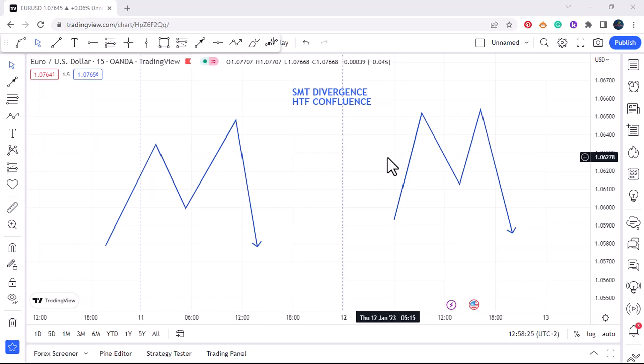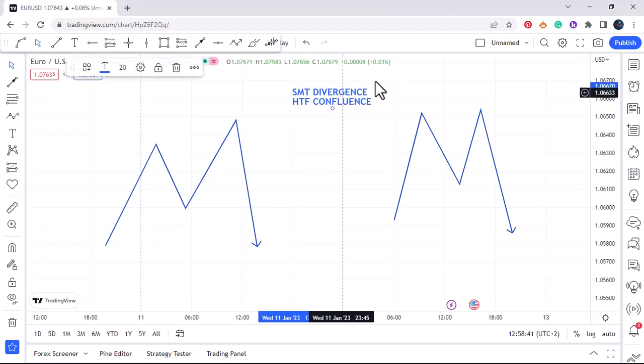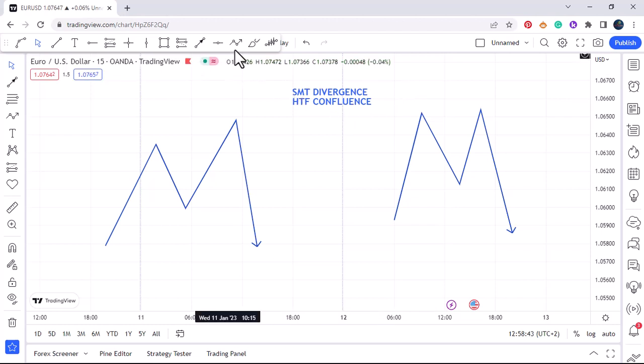But today we want to use the correlation of Euro USD and GBP USD, and we want to do the same for EURGBP and GBP JPY to see if you can find some correlation and if you can use the SMT divergence theory to trade this chart.